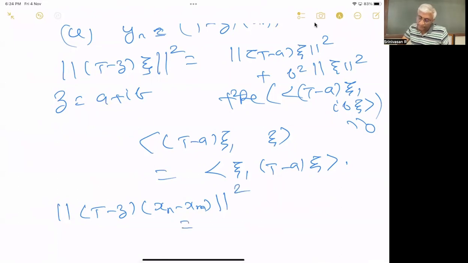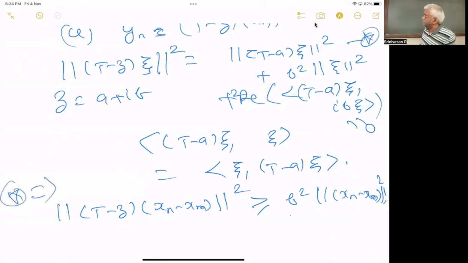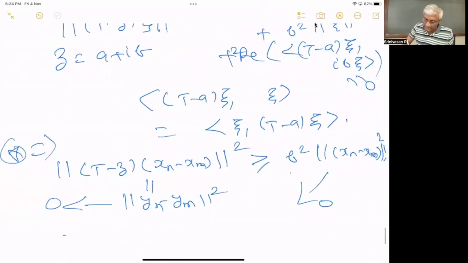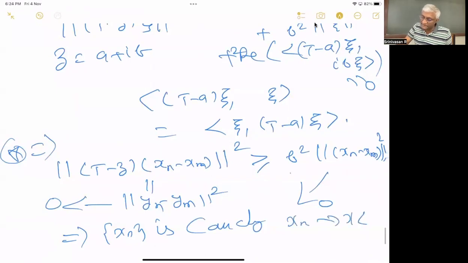So what we get is t minus z, something, some number, is greater than or equal to b square times xn minus xm whole square. I'm just using this stuff. Now we know that this is our yn minus ym, which goes to 0. So this should also go to 0. This implies xn is Cauchy. So xn converges to x in H.